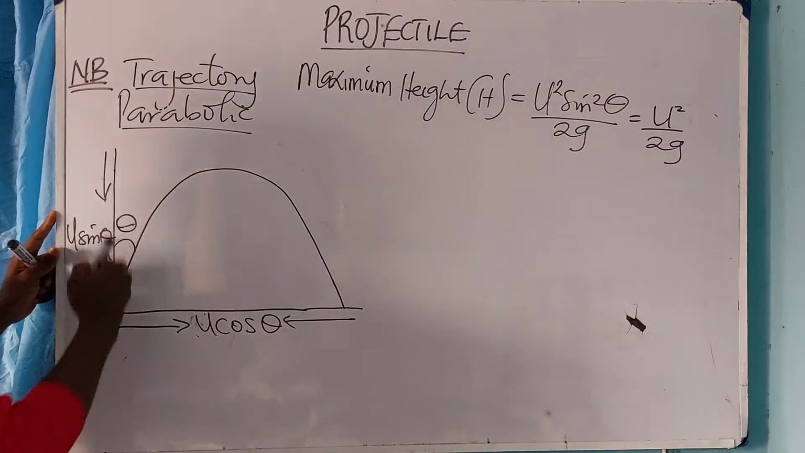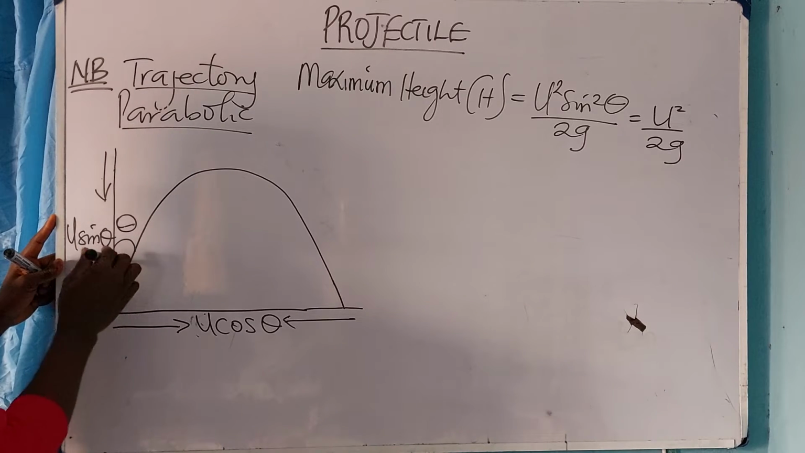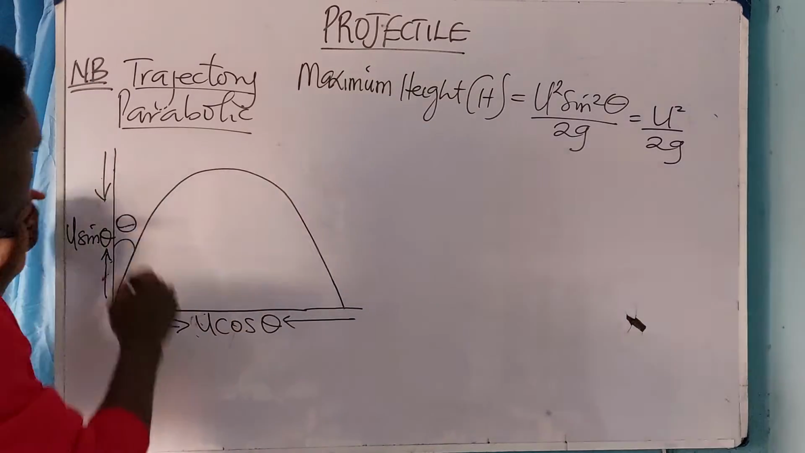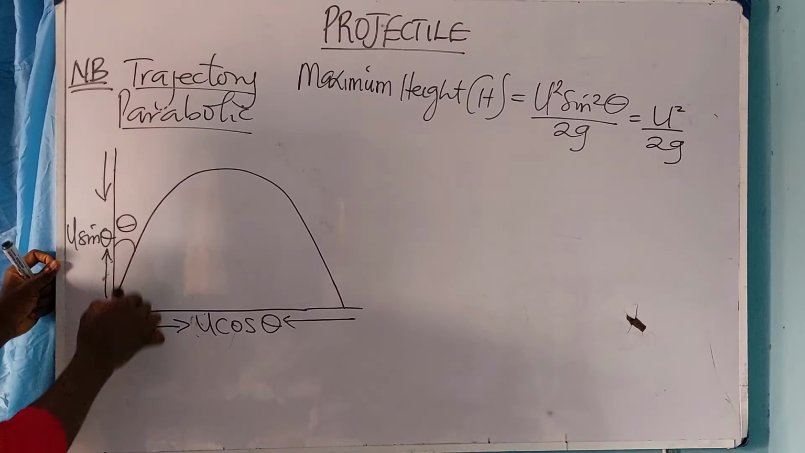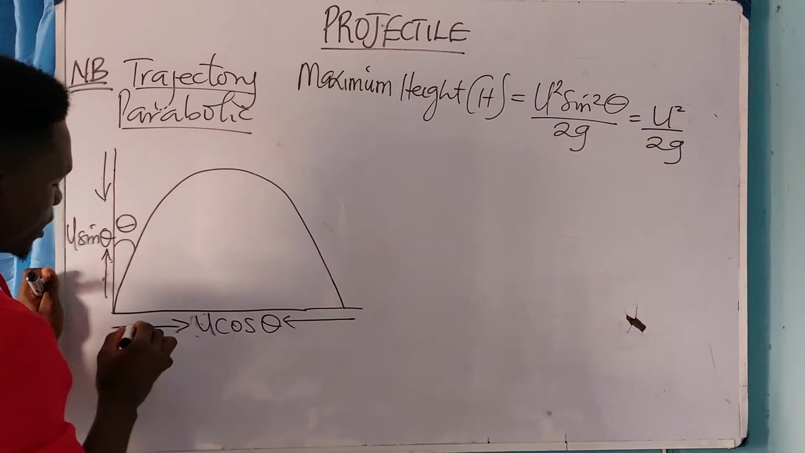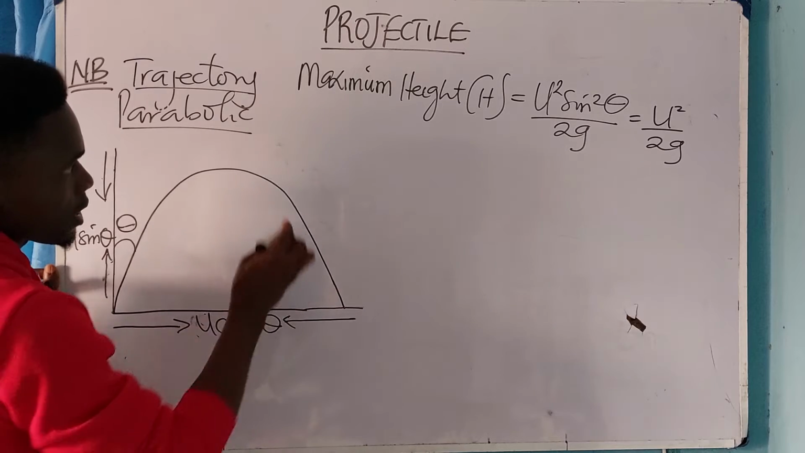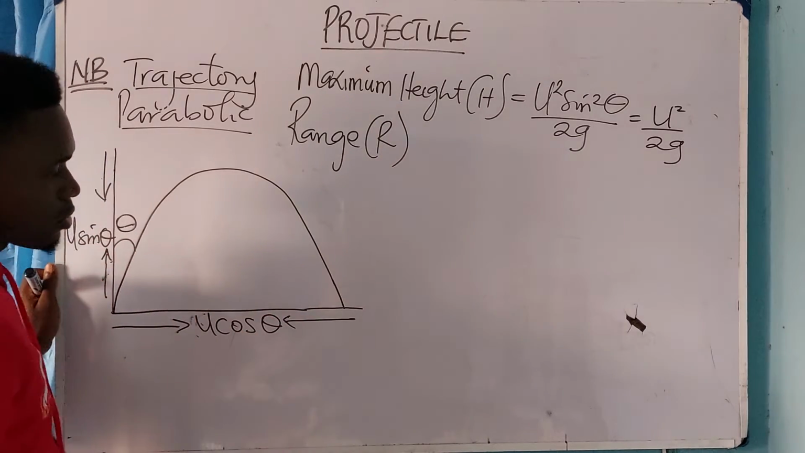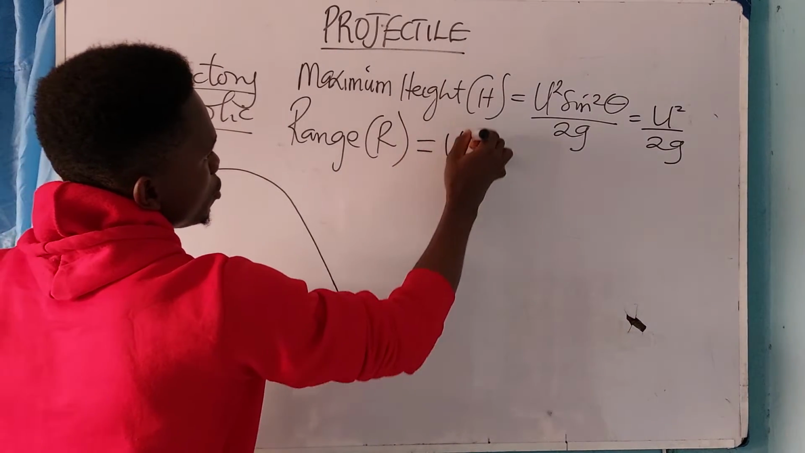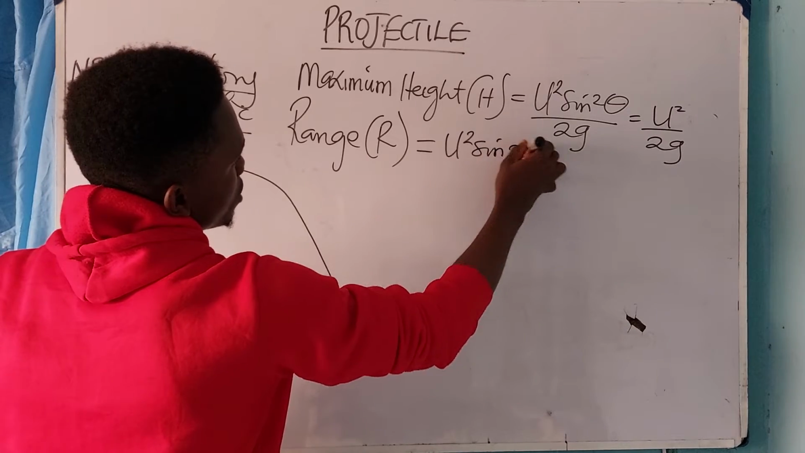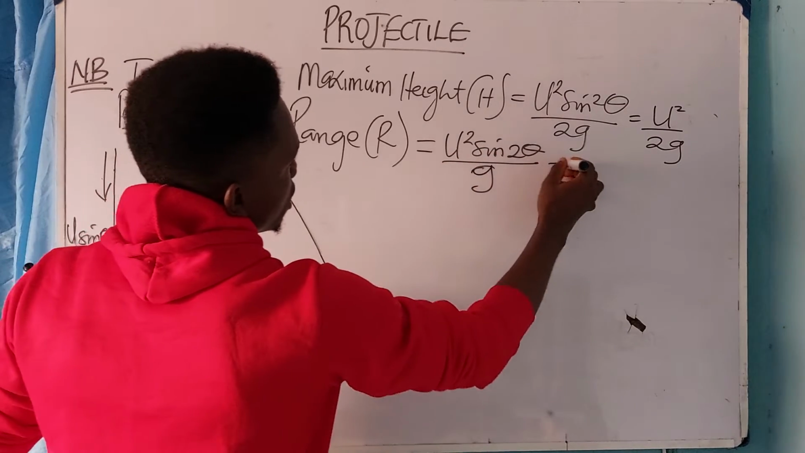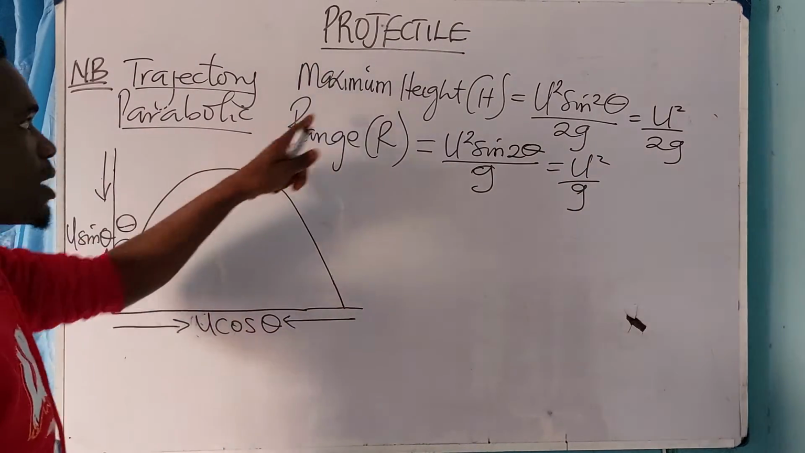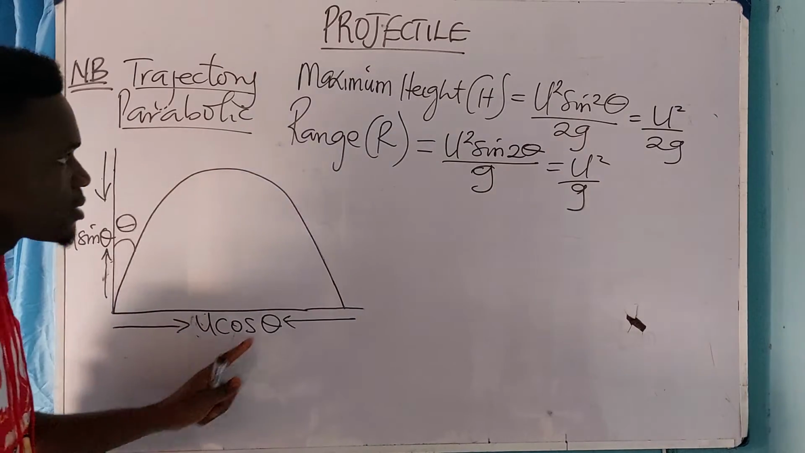The vertical distance a projectile covers is called maximal height, while the horizontal distance it covers is called range. Range is given as u squared sin 2 theta over g. Without the angle, you have u squared over g. The vertical distance is the maximal height, the horizontal distance is the range.